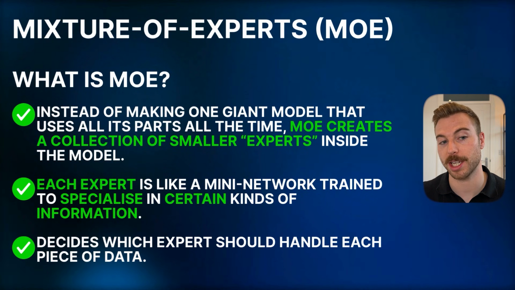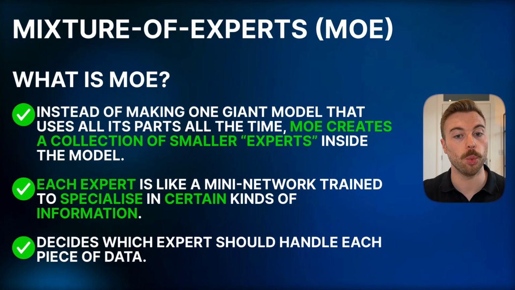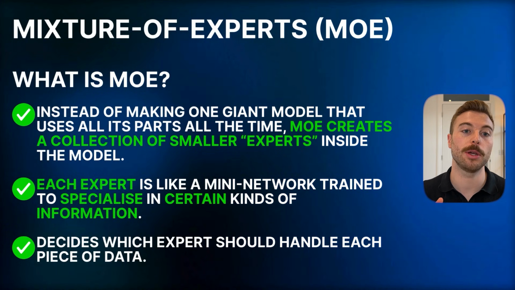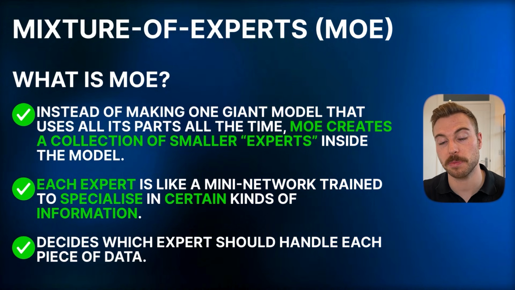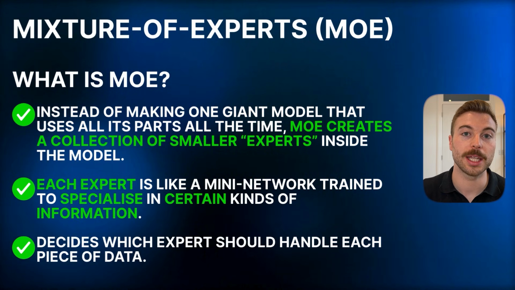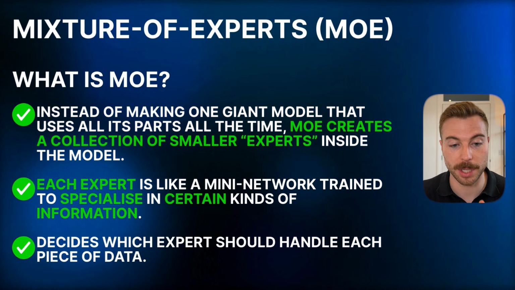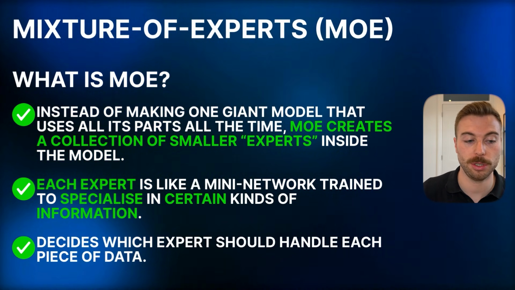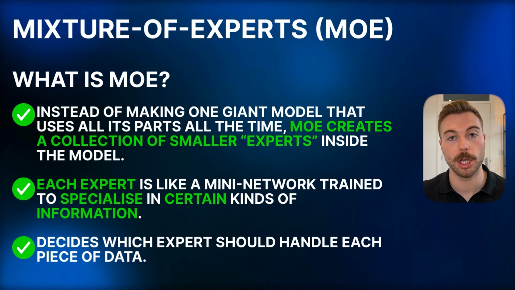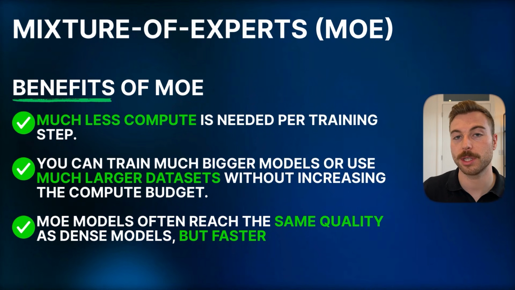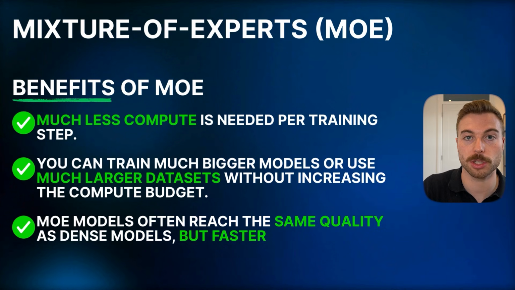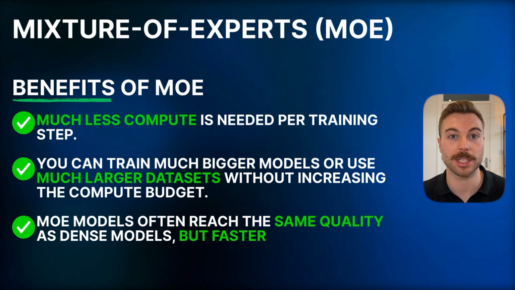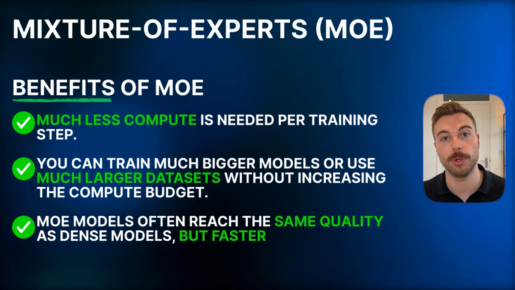So what is mixture of experts? Well, instead of having one giant model that's using all of the different parts at the same time, this is creating specific experts inside the model. Now, each expert is working like a mini network that's trained on specific, specialized information to get that best output. So what does that mean? Well, if we come to this next part here, it means we're able to use much less compute to get that training done because the experts really understand the data that's coming through and the output we're trying to achieve.